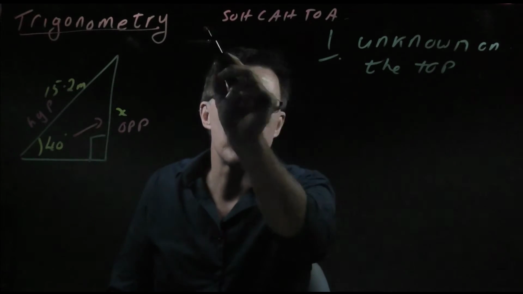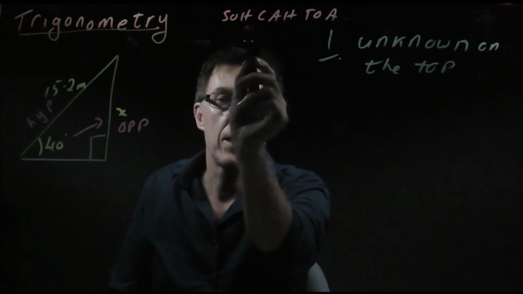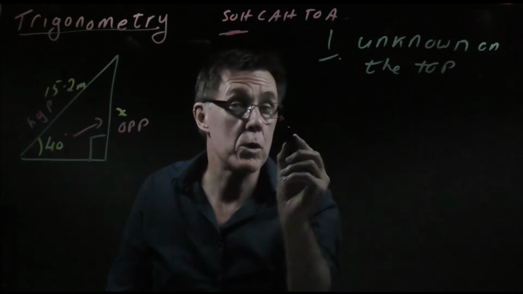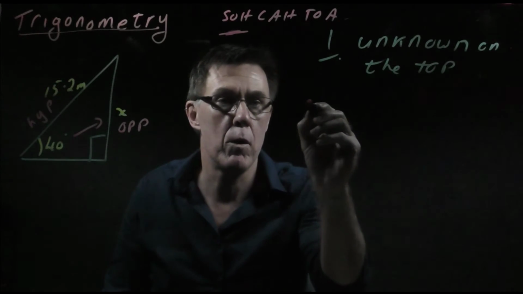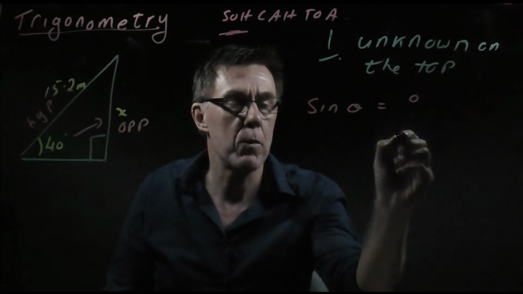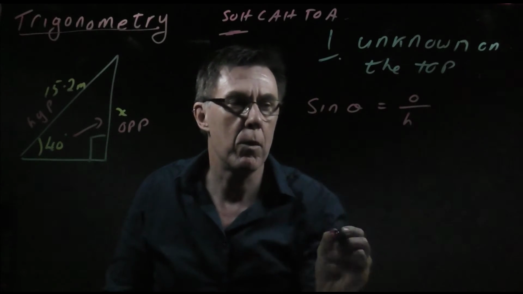So I go up here, O for opposite, H for hypotenuse. Which one of these three uses the O and the H? Clearly that one there. S for sine, so I must be using the sine ratio. So I start with that rule first. Sine of whatever my angle is equal to the length of the opposite side over the length of the hypotenuse side.